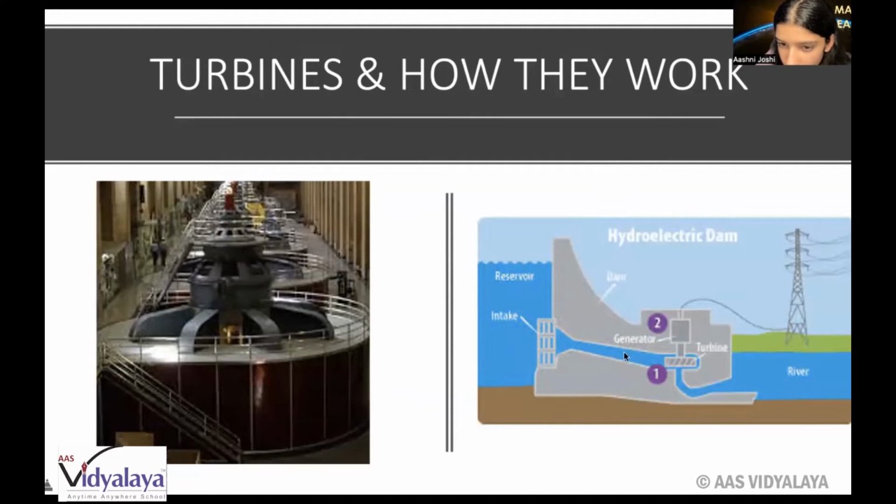And when it comes on the turbine with a very large speed, it will force the turbine to rotate in a particular direction, be it anti-clockwise or clockwise. And when the turbine rotates, it generates kinetic energy. And this kinetic energy is converted by the turbine to electrical energy. And then, of course, the water goes back into the river.